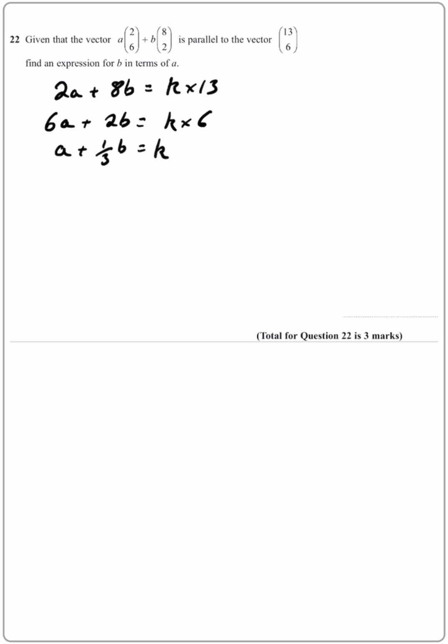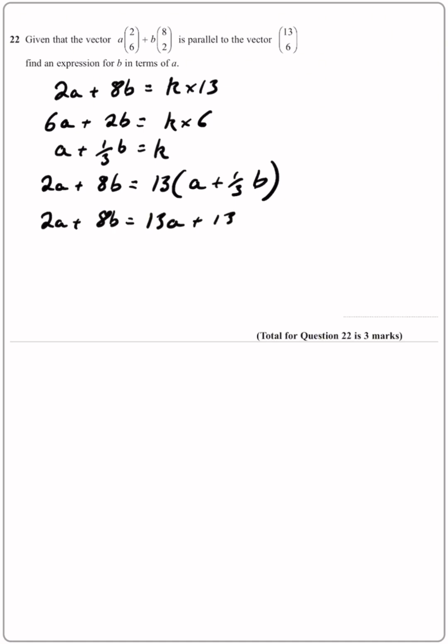If I divide everything in the second equation by 6, we get a plus a third b equals k. I can substitute that into the first equation. So 2a plus 8b equals 13 lots of a plus a third b. I expand out the right-hand side: 2a plus 8b is equal to 13a plus 13 thirds of b.